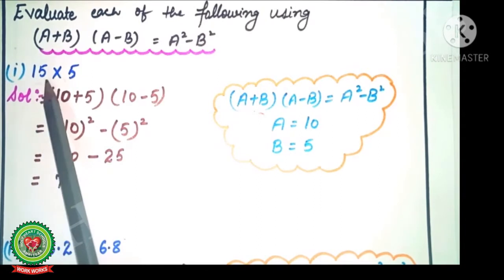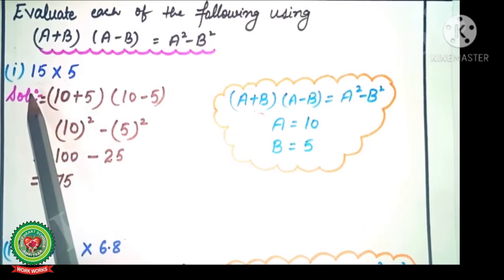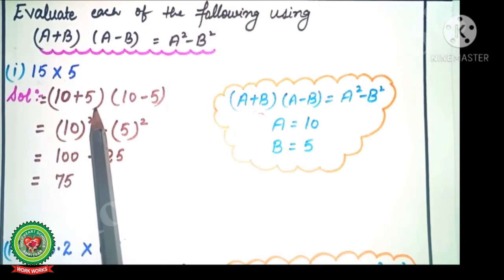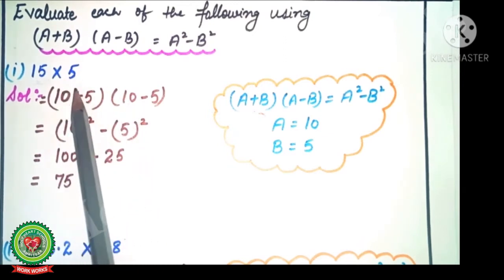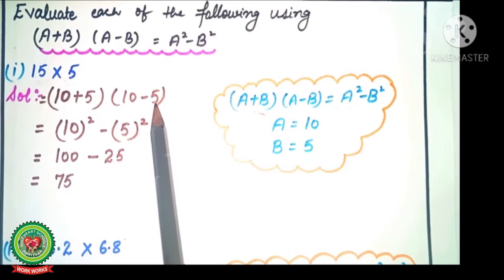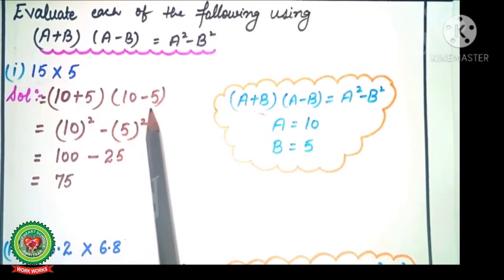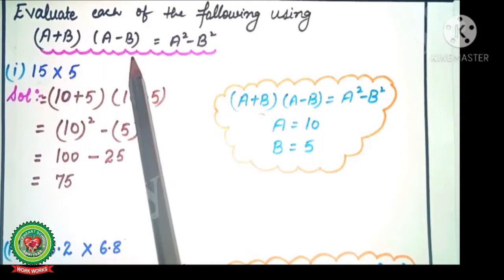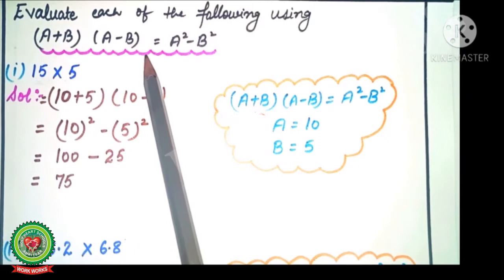So 15 can be obtained by adding two numbers or by subtracting two numbers, right? So we can get the a plus b form as 10 plus 5. If we add 10 and 5, we will get 15, right? Next, two numbers by subtracting which we will get 5, that is 10 minus 5. The same numbers we will take. So 10 plus 5 is 15 and 10 minus 5 is 5, right? If you compare this with the given formula, this is in the form of (a plus b) into (a minus b). So here we can apply the formula.